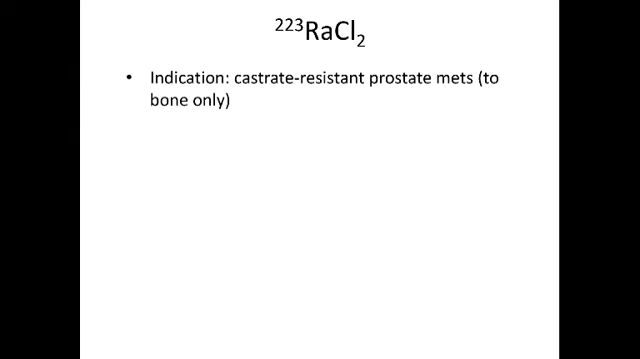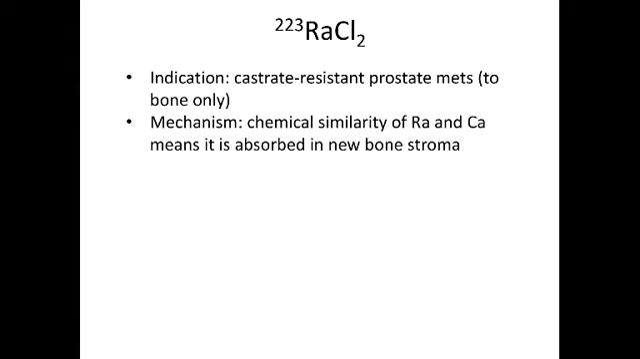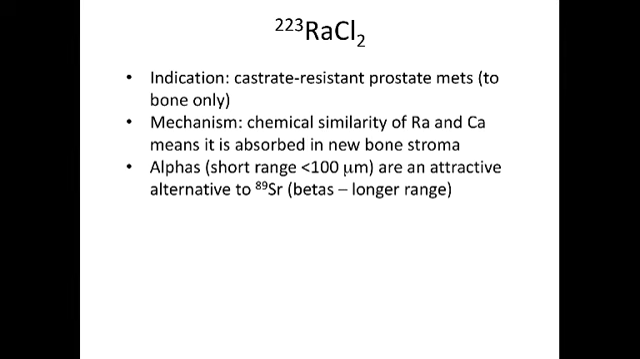So this radium chloride formulation is used to treat prostate metastases that are resistant to hormone ablation therapy. And this is to bone only. And the reason for that is that the mechanism is that it's chemically similar to calcium, which means that it's absorbed into new bone stroma. The alpha particles that are emitted are short range. They're less than 100 microns. So they're attractive relative to strontium-89, where the beta particles have a longer range.